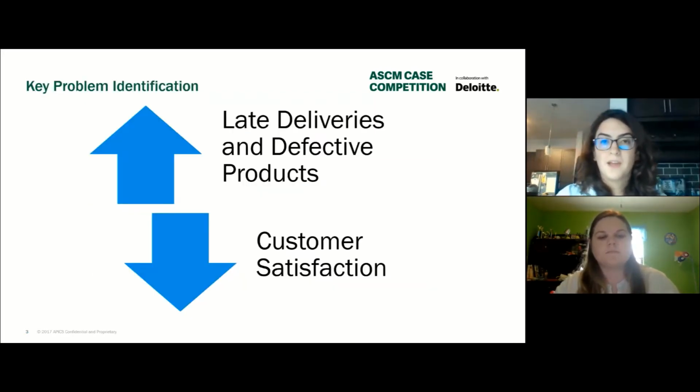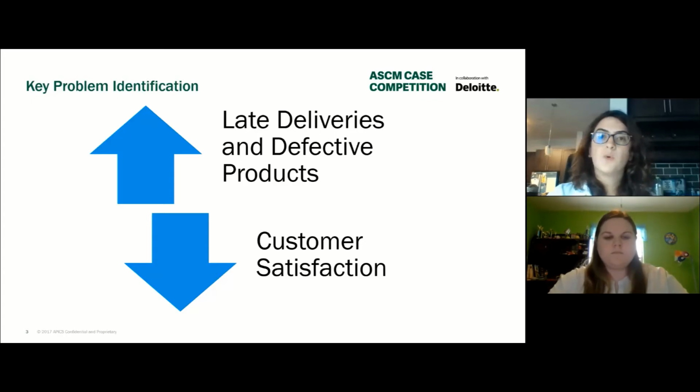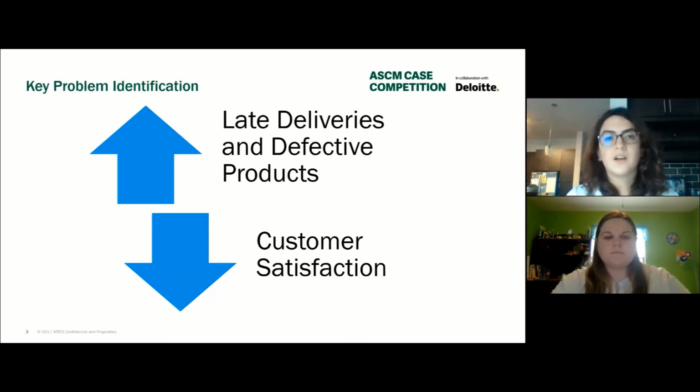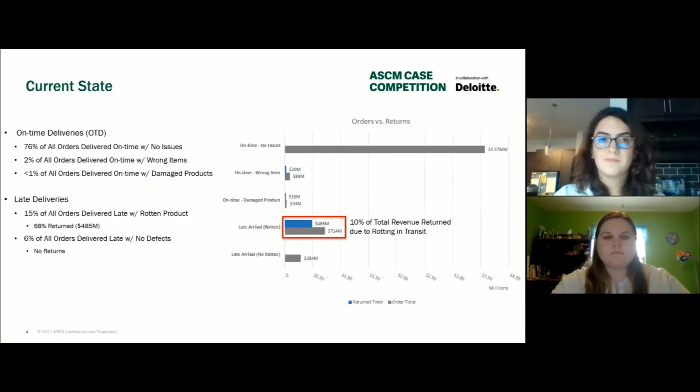So the key problem that we identified was that there was an increase in late deliveries and defective products being delivered to the customer, resulting in an overall decrease in customer satisfaction. As the customer should always be the priority of any business, we wanted to make sure that we were focusing on improving these two metrics, on-time delivery and high-quality delivery, so that our customer can be happy as well as the customer can be successful.